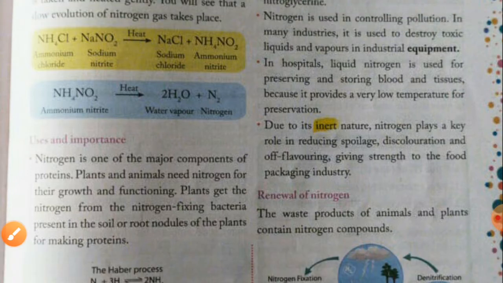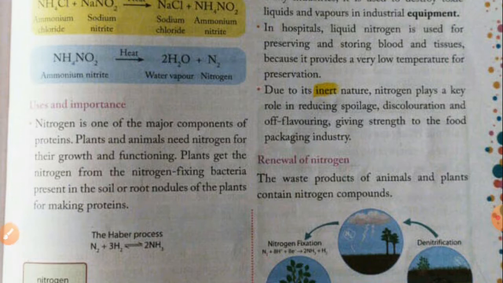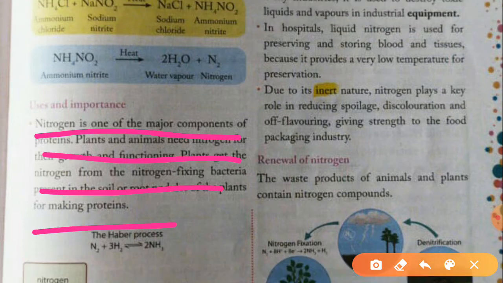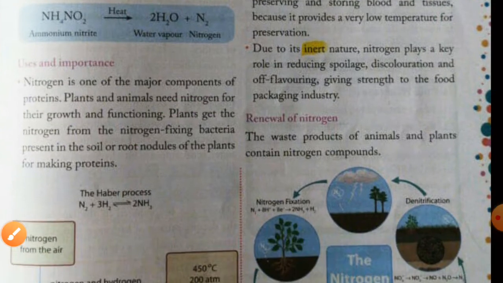So what are the uses of nitrogen? As we know, nitrogen is the major component of protein. Plants and animals also need nitrogen for their growth and functioning. Plants get nitrogen from nitrogen fixing bacteria present in the soil and the root nodules of the plant for making protein. Whatever I have told is written here.